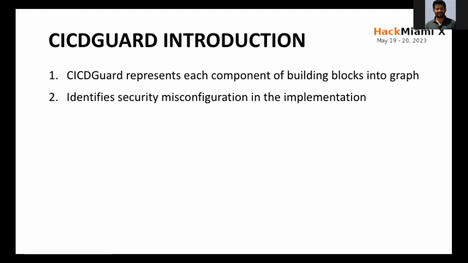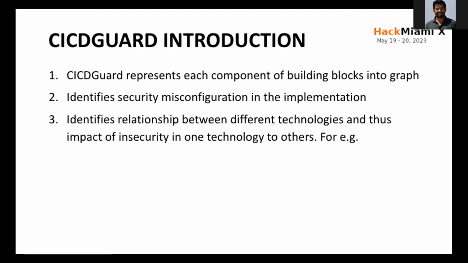Second, the obvious thing, it identifies security flaws within the scope of the supported technologies. As of today, it supports GitHub Actions, Jenkins, and JFrog Artifactory. I'm working on incorporating more technologies. For all of these technologies, it tries to identify security flaws and industry best practices.